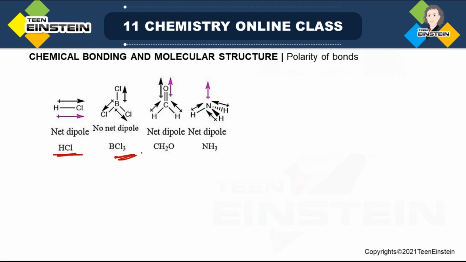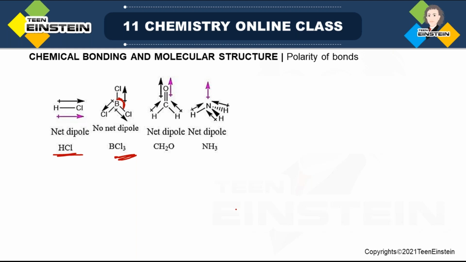Next molecule, BCl3. Now this molecule is planar. So all the atoms, the 3 chlorine atoms and the boron atom, are present in the same plane. And these angles are also equal. This is 120 degrees. That means here cancellation is possible. So there is no net dipole moment, mu will be 0.